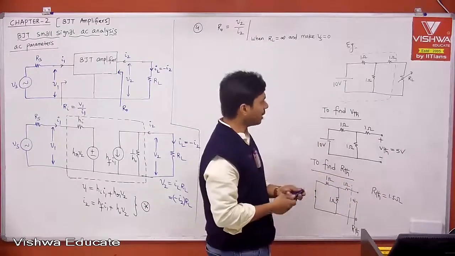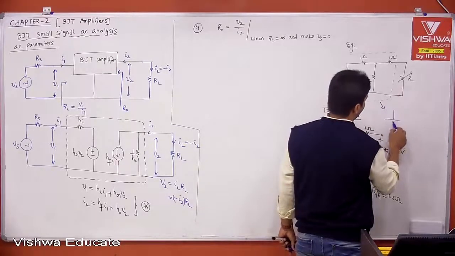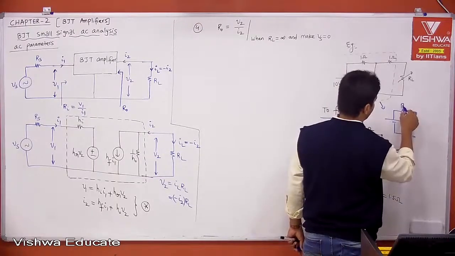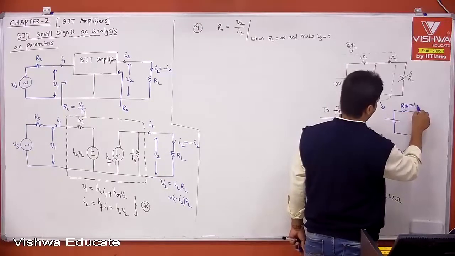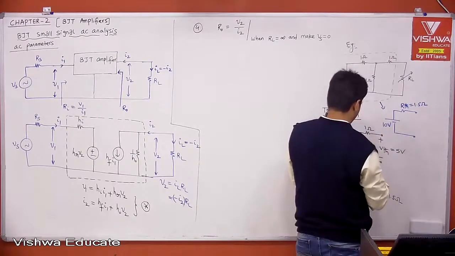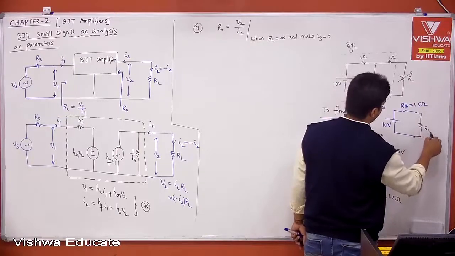Then after finding VThevenin, RThevenin, what is your circuit? Your circuit can be replaced. This is replaced with VThevenin and RThevenin, right? This is RThevenin, which is 1.5 ohm, and this is nothing but 10 volt battery. Now the actual load is connected. Let us say this is what is your RL, where it is variable.